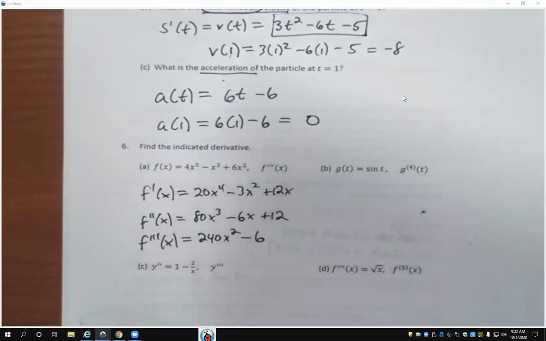And we could actually do that 3 more times, okay? We could take the derivative of that and get 480x. We could take the derivative of that and get 480, and then we could take the derivative of that and get 0.